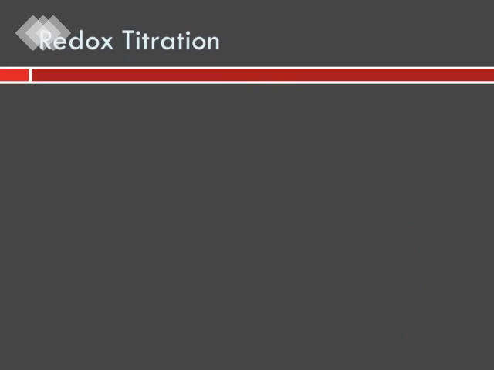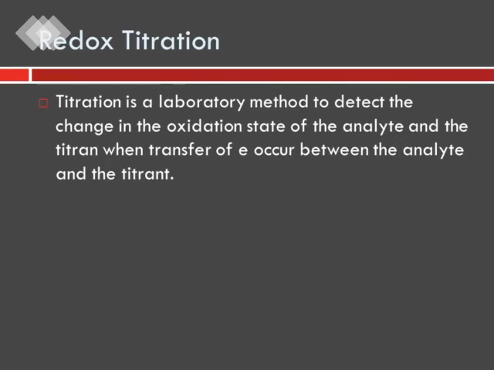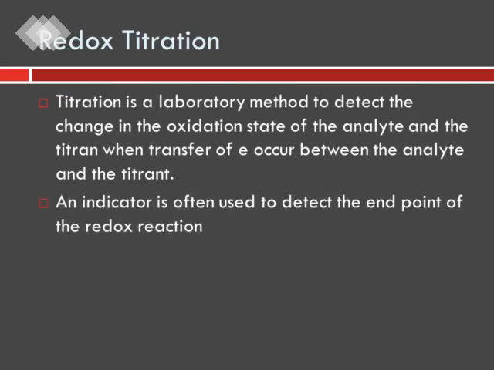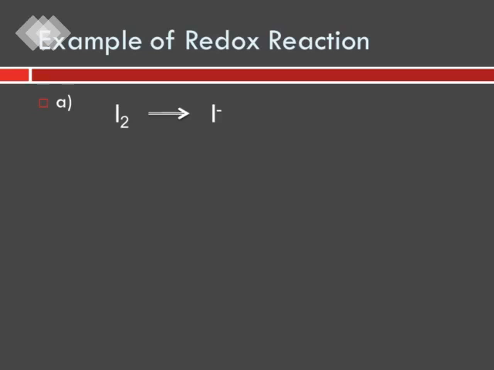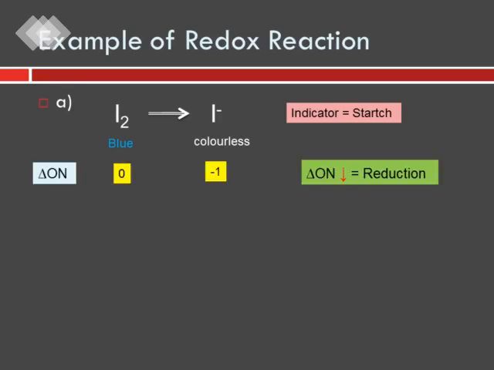Titration is a tool to detect change in the oxidation state of the analyte and the titrant. An indicator is often used. A common example of a redox titration is treating an iodine solution with a reducing agent such as thiosulfate using starch as indicator. The blue color of iodine turns into a colorless solution when all iodine has been reduced. This is called iodometric titration.